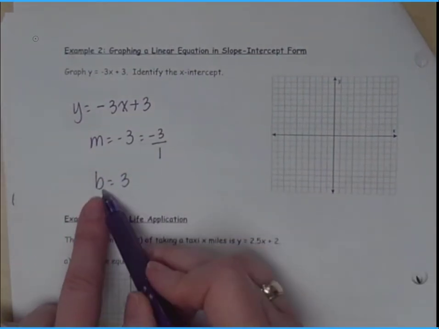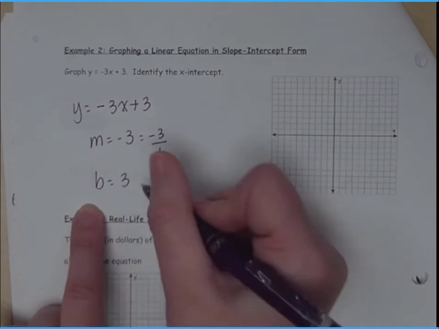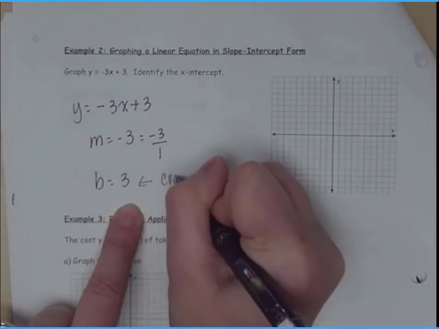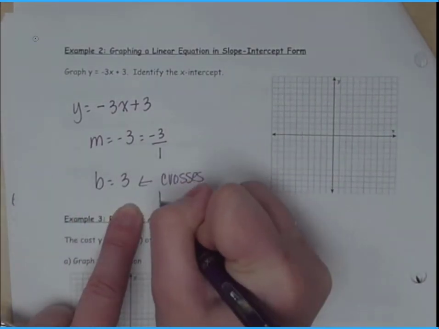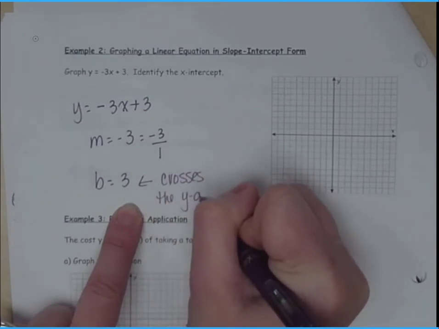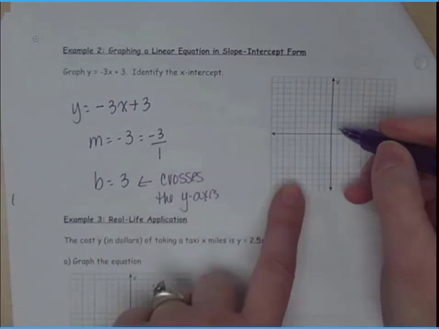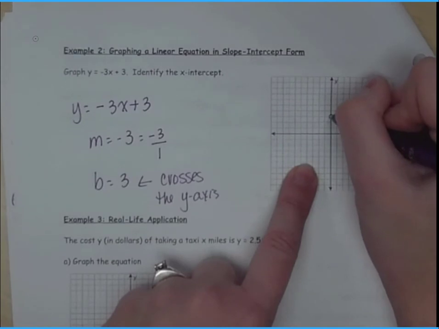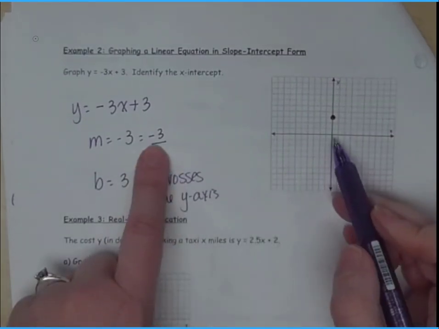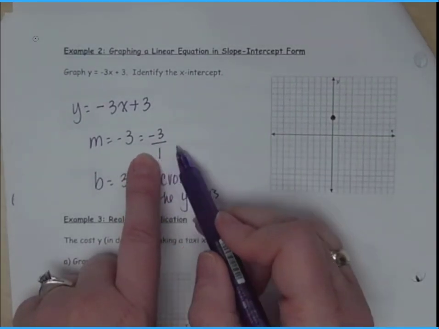So what I'm going to do is plot my y-intercept. This is where it crosses the y-axis. So I'm going to find the y-axis right here. All right, there's my point, 3. Then my slope is -3 over 1.